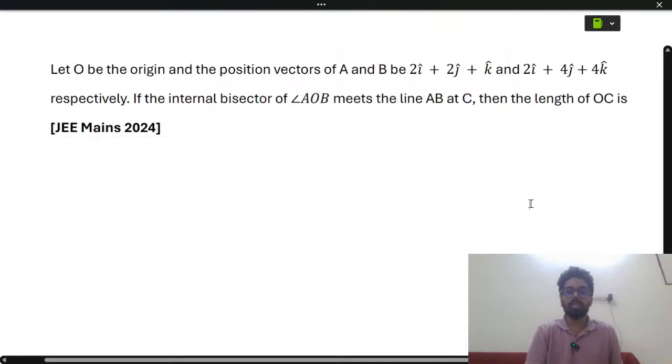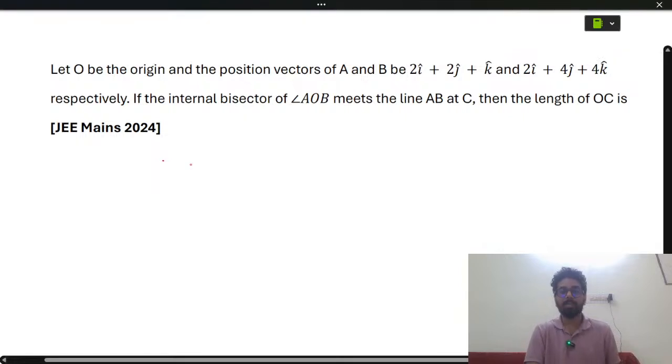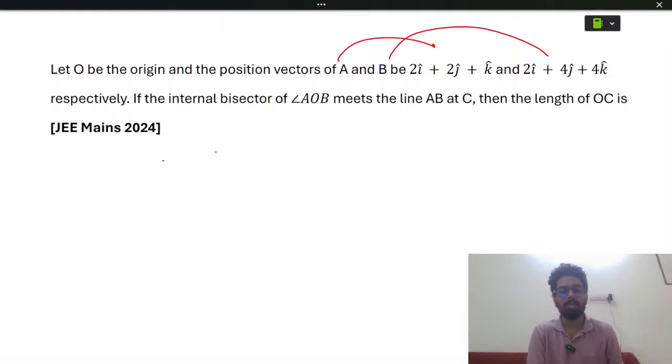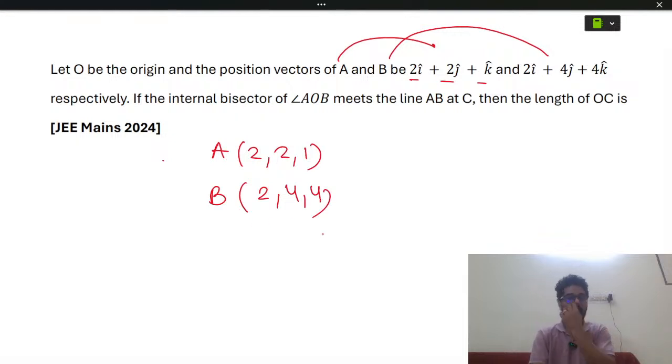Now O is the origin, and we are given the position vectors of A and B. Those who do not know the meaning of the position vector of A, it's 2, 2, 1. Position vector is used to extract the point, exactly the same, 2, 2, 1. This is the coordinates of the point. So position vector is used to write down the coordinates of the point. Now point B is 2, 4, 4 respectively, and O is the origin.